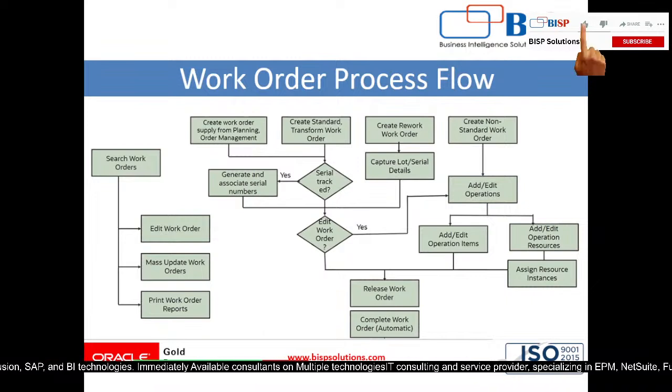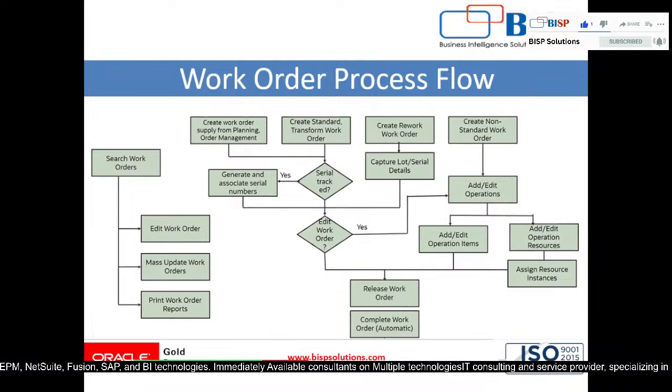So in the manufacturing application, you create the standard work order, the standard transformation work order, rework work order, and you create the non-standard work order. These are the different work orders in our application. This is, we can say, the standard work order, transform work order, rework work order. We will see in our upcoming session how we create the rework order, and what is the use of this rework work order, transform work order, right?